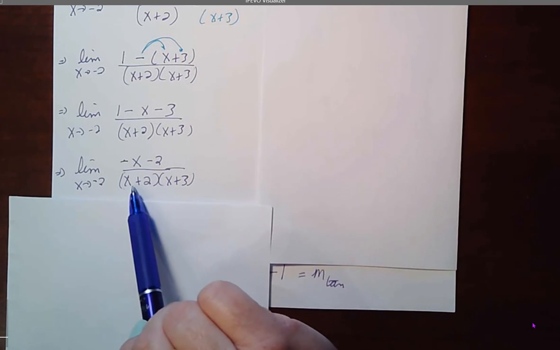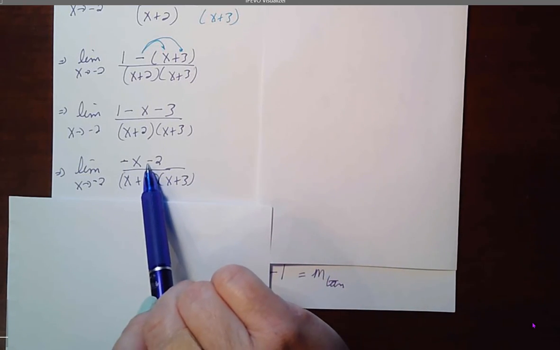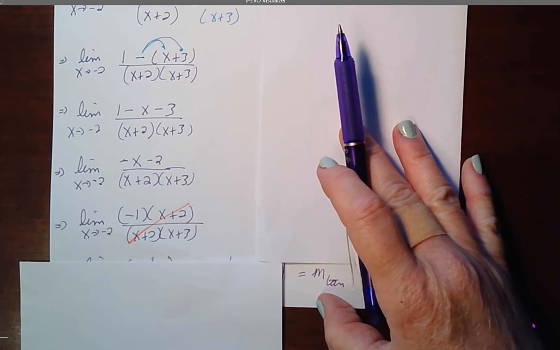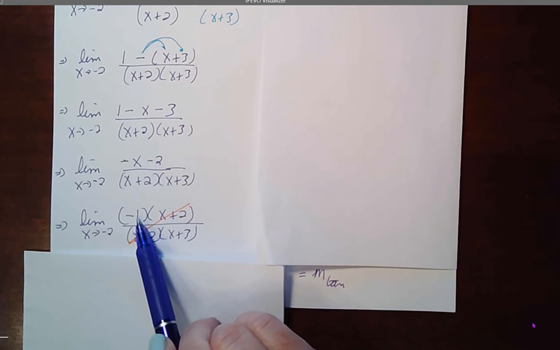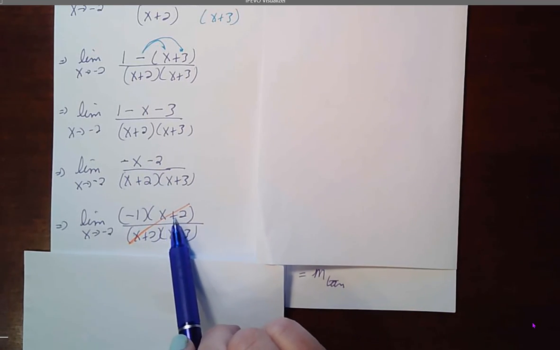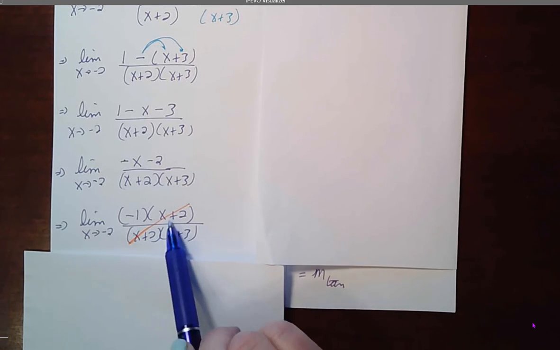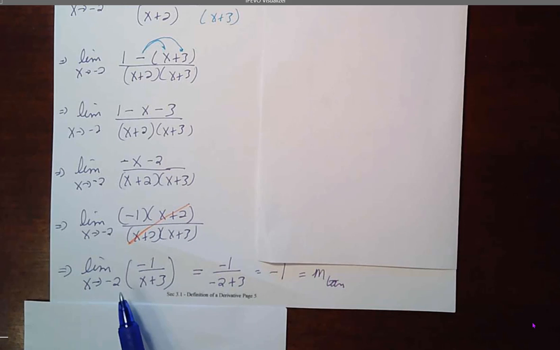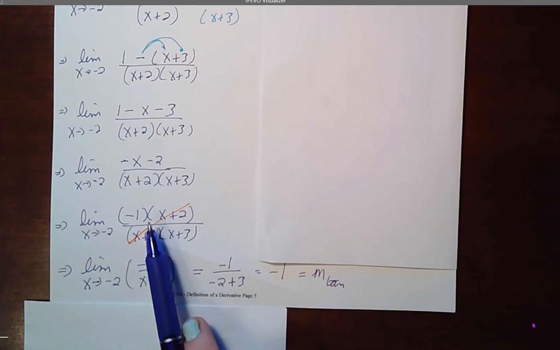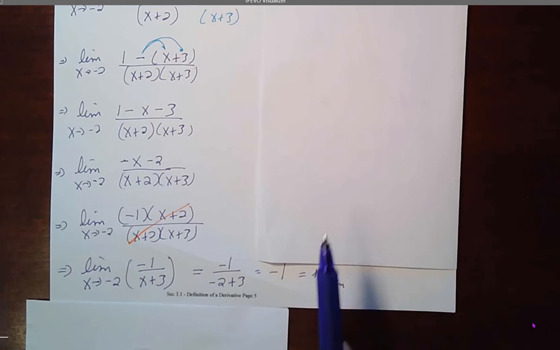Now notice, to cancel it, this is x plus 2. So what could I do here? Well, how about factoring out a negative 1? If I factor out a negative 1 here, then I'm basically changing both of these terms' signs. That becomes an x plus 2, and that is what's going to allow me to cancel this and get it out of indeterminate form. Which means now that gives me my limit of negative 1 over x plus 3 as x approaches negative 2. Take the limit by plugging it in, and you have negative 1 over 1, which is negative 1. That is your slope of the tangent line.